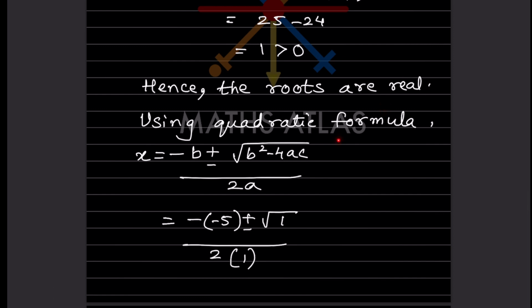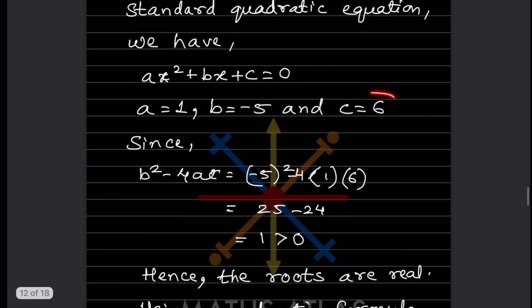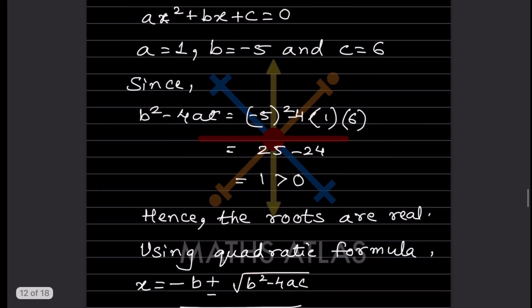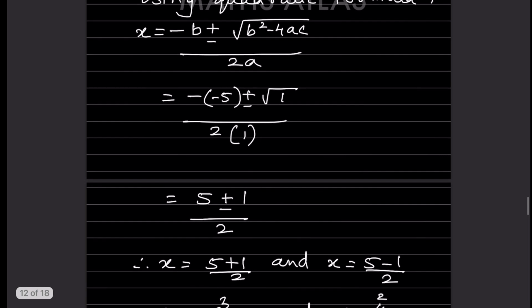Now you are going to use the quadratic formula. Since the roots are real here, you will use the quadratic formula. So x is going to be minus b plus or minus root of b square minus 4ac, all divided by 2a. We have the values of a, b, c already. b is minus 5, so minus of that, minus and minus becomes plus, it will be plus 5. We did b square minus 4ac separately, what did you get? The answer as 1. So we'll put the value 1 in the root, plus or minus root of 1 is going to be 1. Then 2, and the value of a is 1, so this is 2.